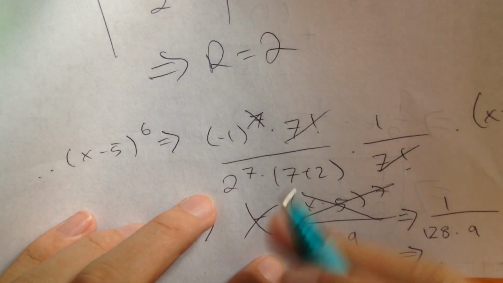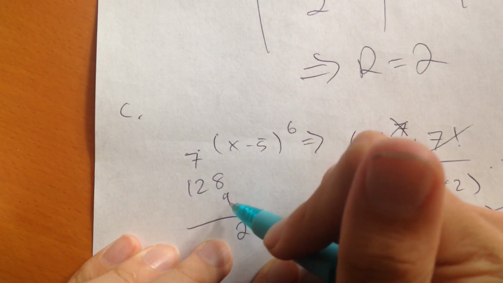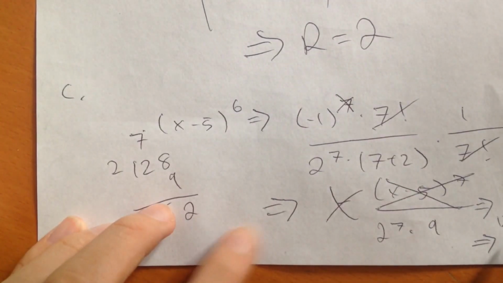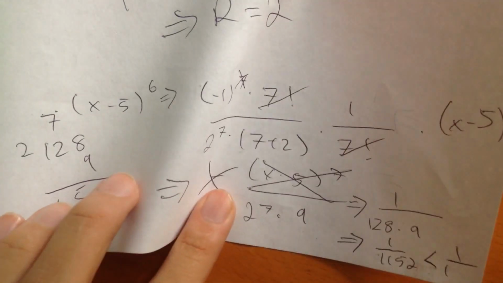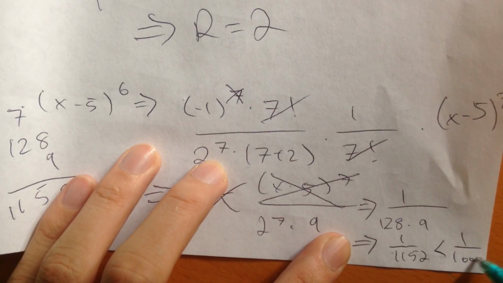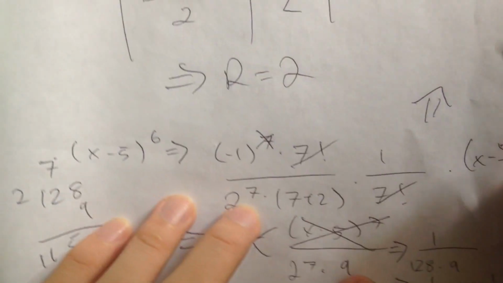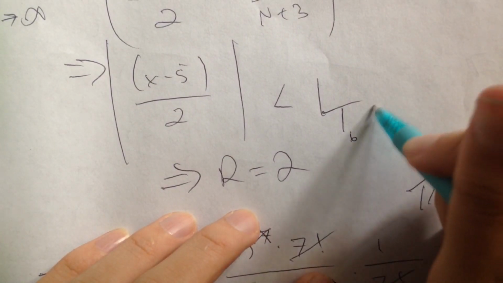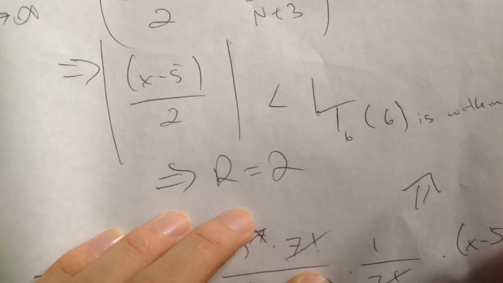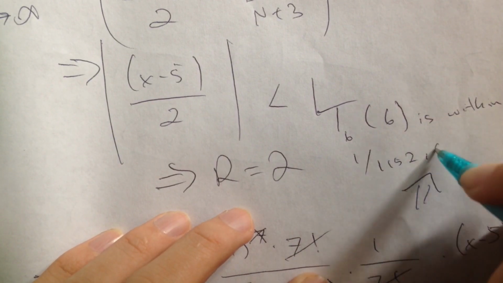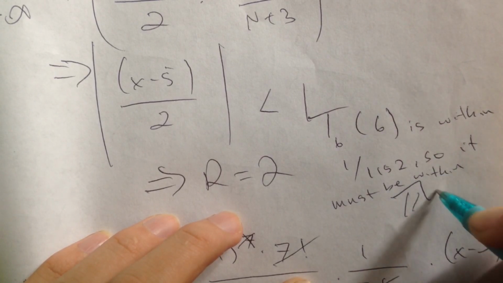And let's compute that. This is going to be 1 over 1152, which is smaller than 1 over 1000. So this shows that, here, let's draw an arrow. This shows that T sub 6 of 6 is within 1 over 1152, so it must be within 1 over 1000.